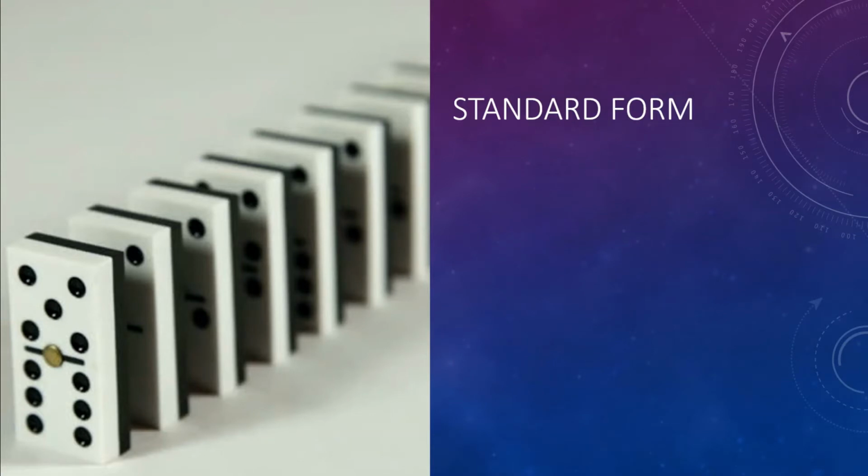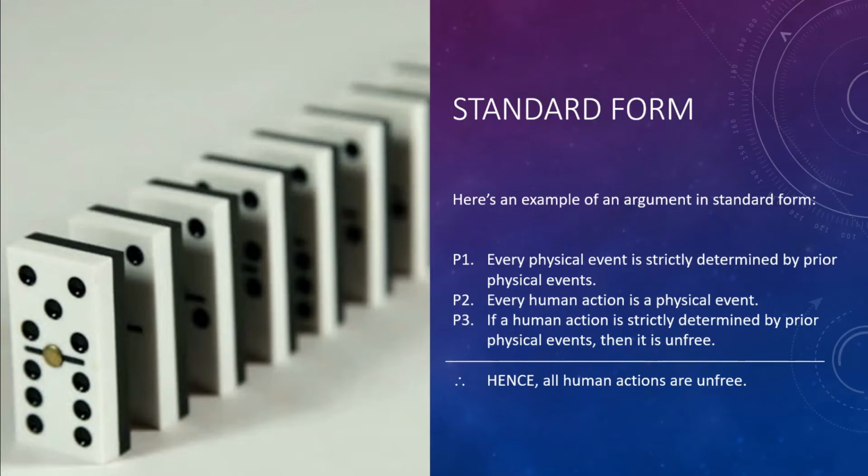Let's take a look at arguments in standard form. The best way to understand what standard form is, is to see an example. So here's one. This is an argument against human free will. And as you can see, it's a numbered list of statements. The first three are premises. They're numbered P1, P2, P3. Below them is a horizontal line that separates them from the conclusion. Below the line is the conclusion, indicated by the three dots on the left, and the conclusion indicator word hence.